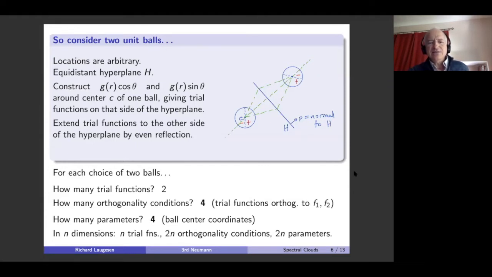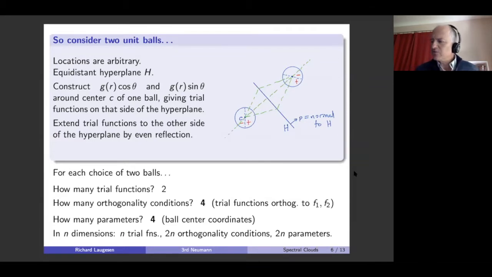Now, in n dimensions, we've got n trial functions because cosine theta and sine theta generalize in n dimensions to the n spherical harmonics of degree 1. So there's n of those. 2 n orthogonality conditions because we have the 2 eigenfunctions that we need to have orthogonal to each of the n trial functions, so 2 n orthogonality conditions. And again, we have 2 n parameters because each ball center has n coordinates, 2 balls, 2 n coordinates.